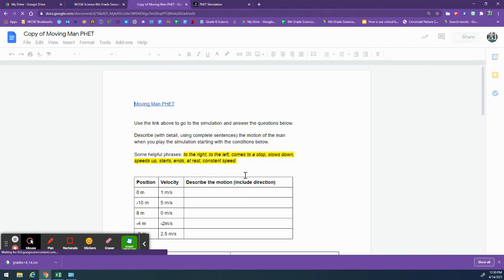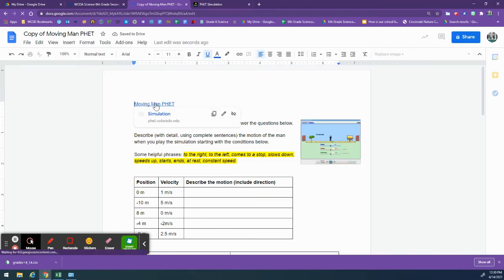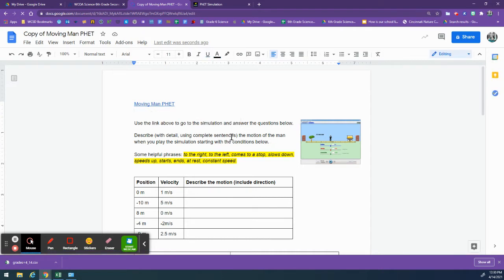And here is your assignment. Again, the link is posted right here if you need that. And then I'm going to get rid of this complete sentences; we don't need to do that. But it says, describe the motion of the man when you play the simulation, starting with the conditions below. Some helpful phrases to use are to the right, to the left, comes to a stop, slows down, speeds up, starts, ends at rest, or constant speed.